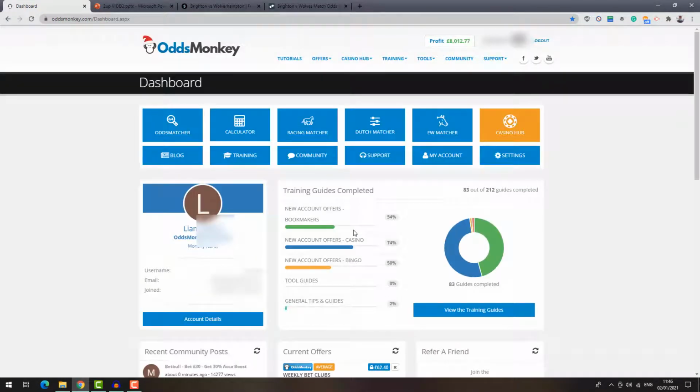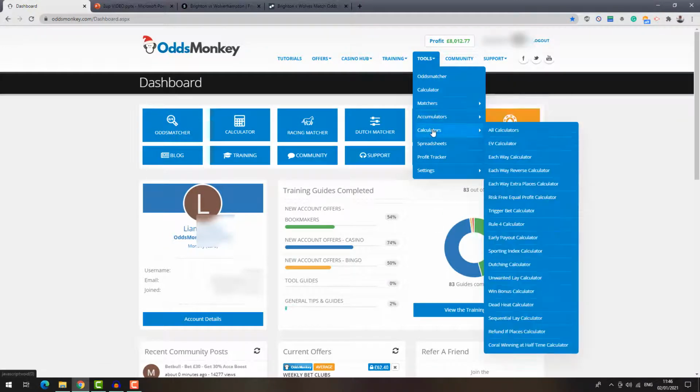What you want to do now, if you find yourself in this situation where you have various lay bets on the same game, but you don't want to cash out of all of them, and the team you back with the bookmaker has gone 2 goals up, so you need to cash out of the 2up lay bet, is go over here to Tools, click on Calculators, and find the early payout calculator, which is right here.